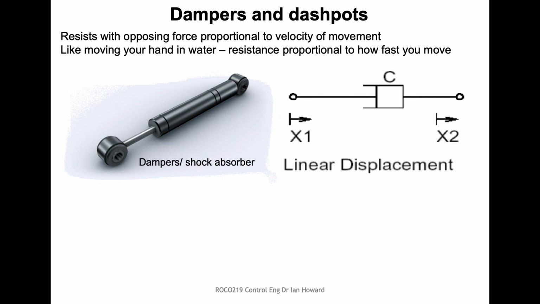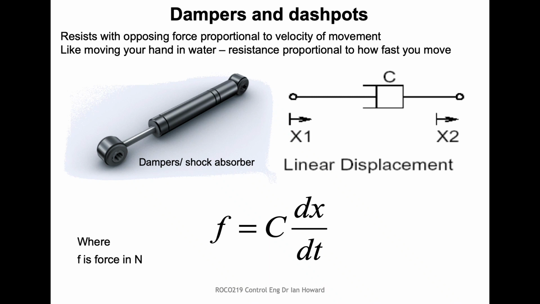In this case, when we consider a linear displacement dashpot, the relationship is that the force is equal to this viscosity constant multiplied by the rate of change of displacement. So in other words, force equals damping constant multiplied by the speed at which you're moving. Actually, I should say velocity. So force in newtons, viscosity in Newton seconds per metre.